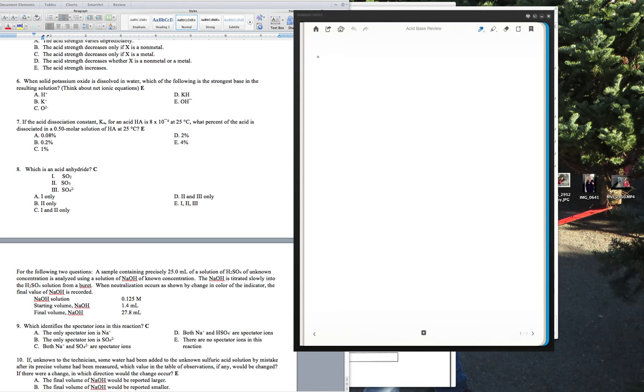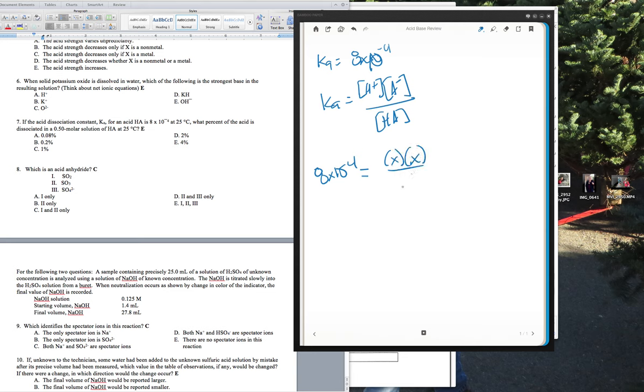So we have the Ka is equal to 8 × 10⁻⁴. And we have what percent of the acid associated in 0.5 molar solution of HA? Remember that Ka is equal to the concentration of H plus times the concentration of A minus over the concentration of HA, right? And now we have 8 × 10⁻⁴ is equal to basically X times X over the concentration of HA, which we just said was 0.5. So 8 × 10⁻⁴ is equal to X squared over 0.5.